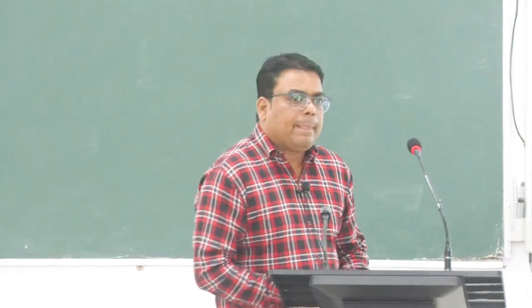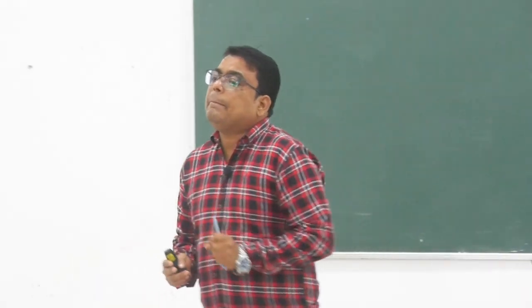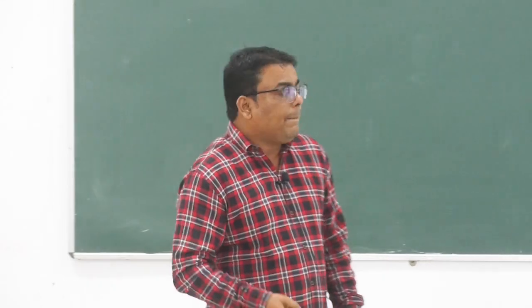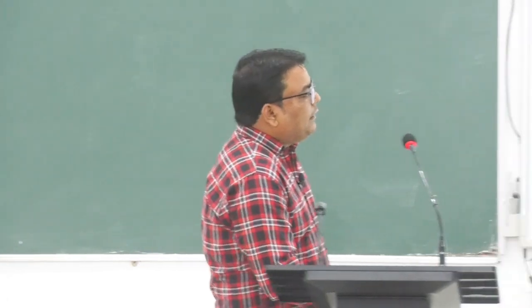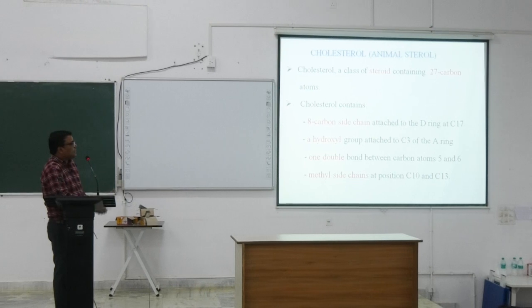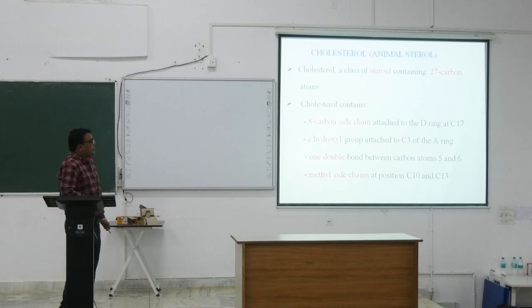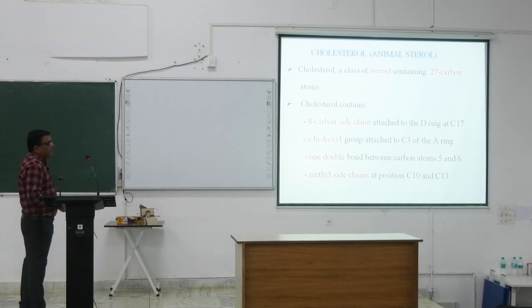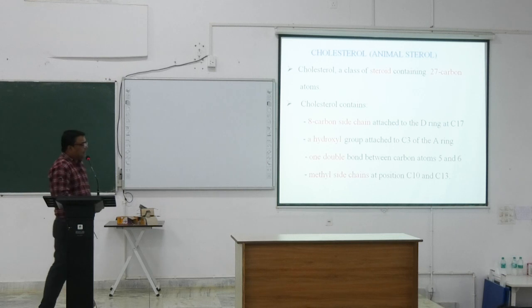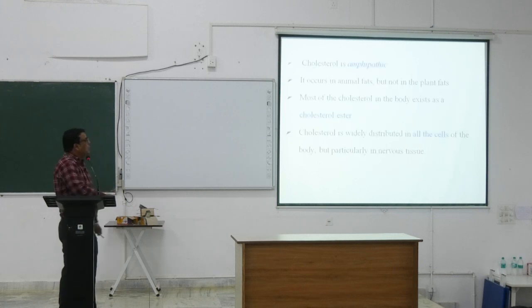27. Okay? The normal level of cholesterol in the blood? 150 to 200 mg per dl. So all these are important. Some features of its structure: a side chain attached to the D ring at C17, the hydroxyl group attached to C3, a double bond present between carbon atoms 5 and 6, and methyl groups at the positions of C10 and C13. So these are all the properties of cholesterol.